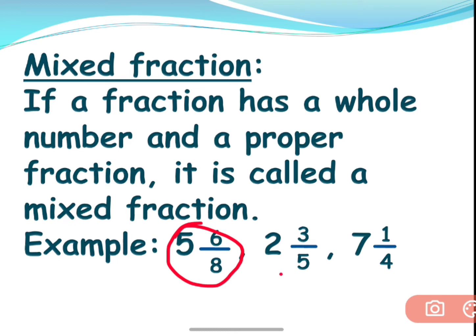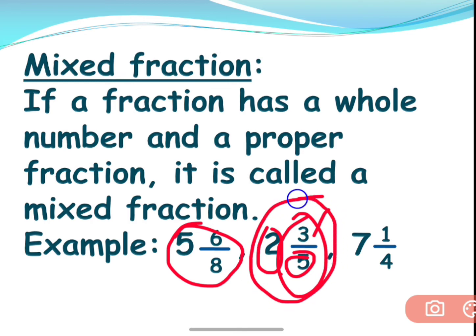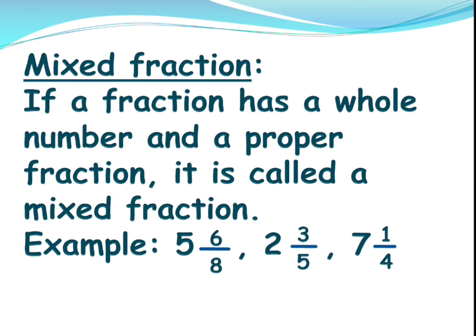Okay, in the same way here also. So 2, you have a whole number, and 3 by 5. The numerator is smaller than the denominator. So this is a proper fraction. So together it is called a mixed fraction. Okay, here also you have a whole number and a proper fraction. The numerator is smaller than the denominator, 1 by 4. So this is completely a mixed fraction. Okay children, so this is your mixed fraction. You understood children?